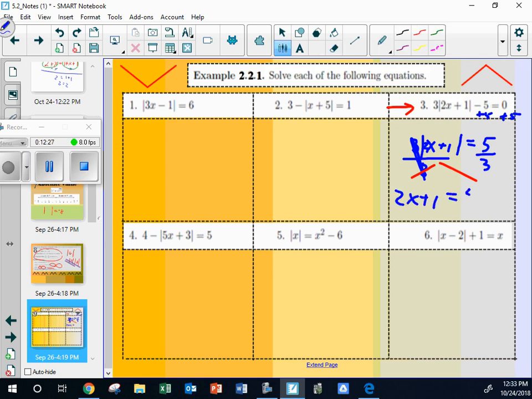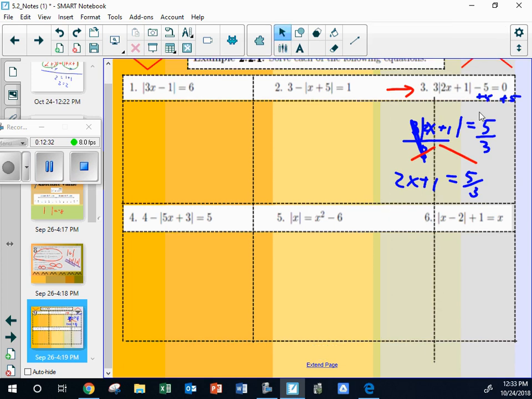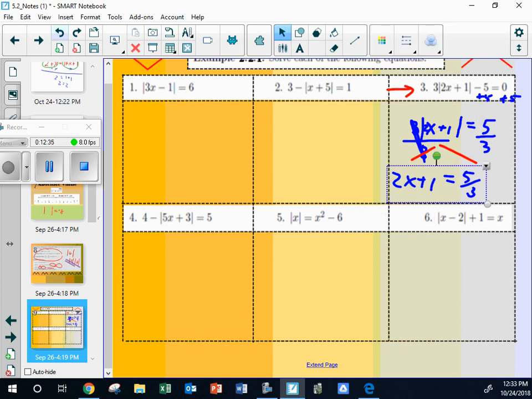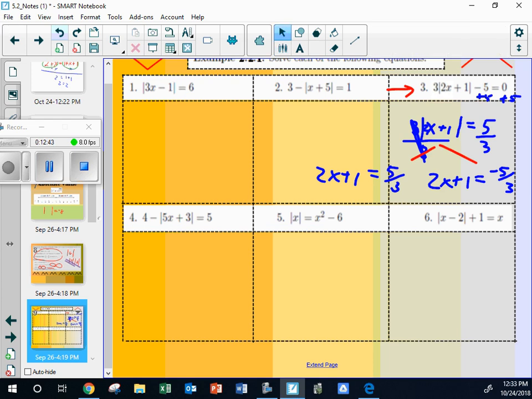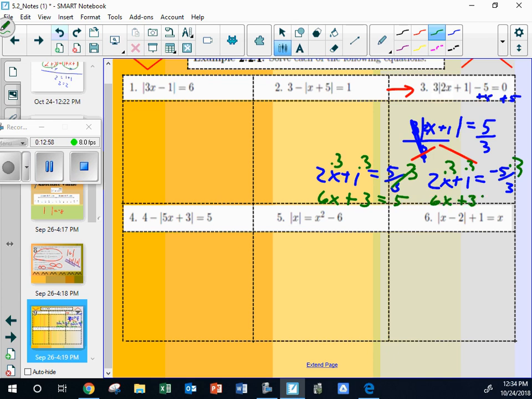2x plus 1 is equal to 5/3, and I'll move it over. Whoa, what just happened? There, move that over. And 2x plus 1 is equal to negative 5/3. Now I'm going to multiply everything by 3. And then I now have 6x plus 3 is equal to 5, and 6x plus 3 is equal to negative 5. And again, easy to solve from there.